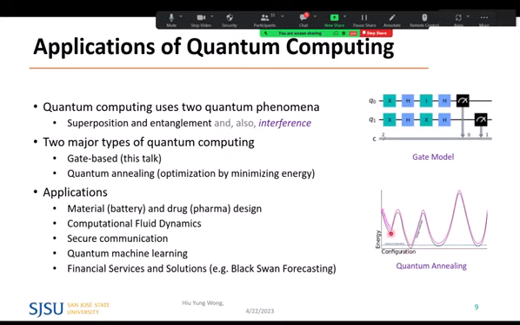And we have heard about very many good things about quantum computing. Yes, if it works, it can help you design batteries, design drugs, even do computational dynamics. Yeah, it provides secure communication. We can use it for quantum machine learning or financial services and predictions. So its economic impact is going to be enormous if it is successful.